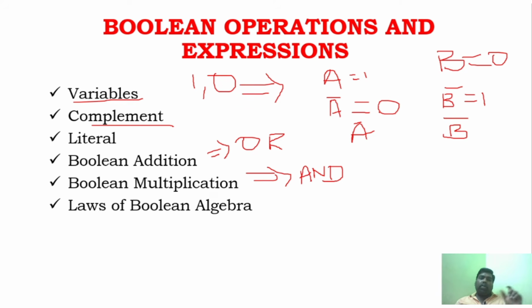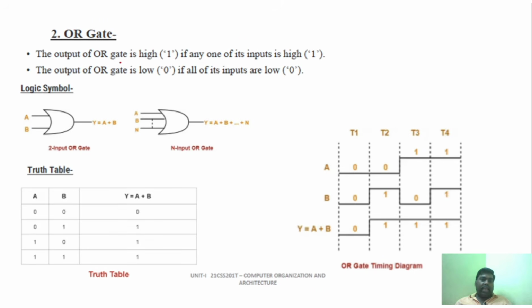First we'll see, we already know what is OR operation and what is AND operation. Boolean addition is very similar to OR operation and Boolean multiplication is very similar to AND operation. And we will see about laws of Boolean algebra, very basic laws. You can see the OR gate. Boolean addition, I said, is all about the OR gate operation.